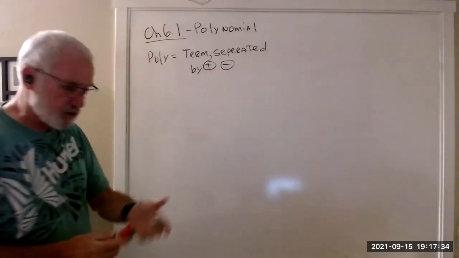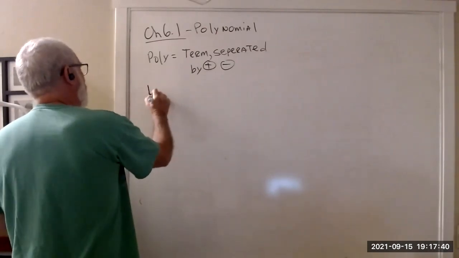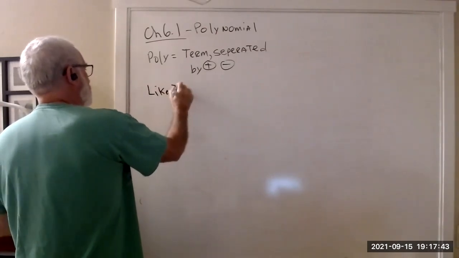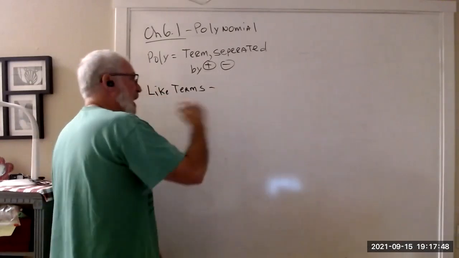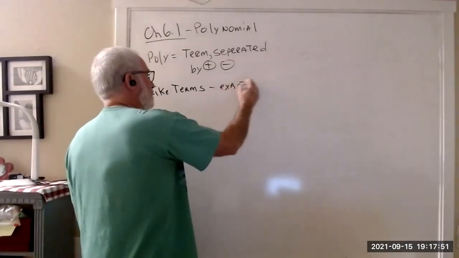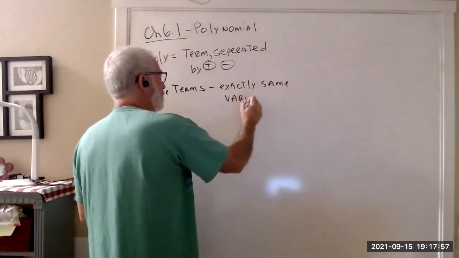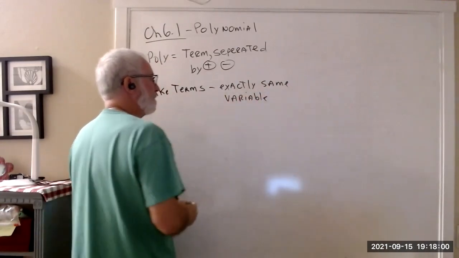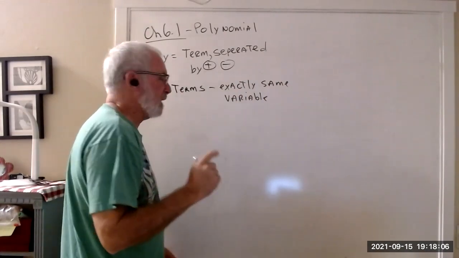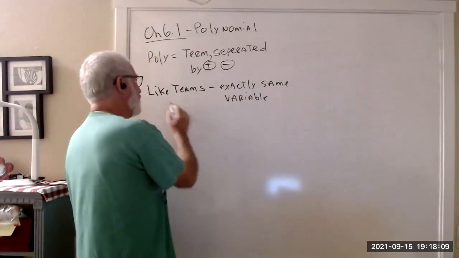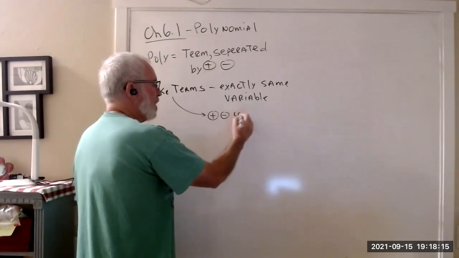Still within chapter 6.1, still within the idea of what's a polynomial, we have something that we call like terms. And like terms have exactly the same variable. Can't stress enough the word exactly. I'll show you that in a minute. And when we find like terms, we either add or subtract their coefficients.